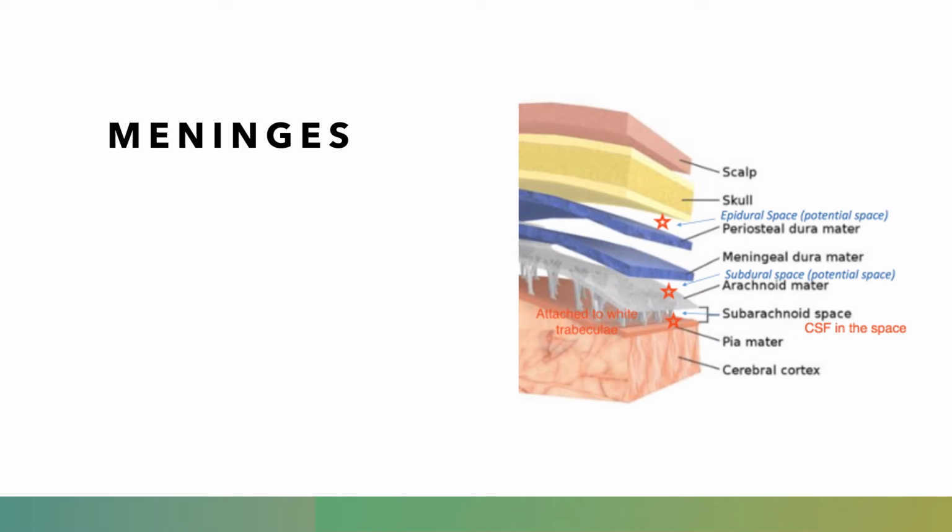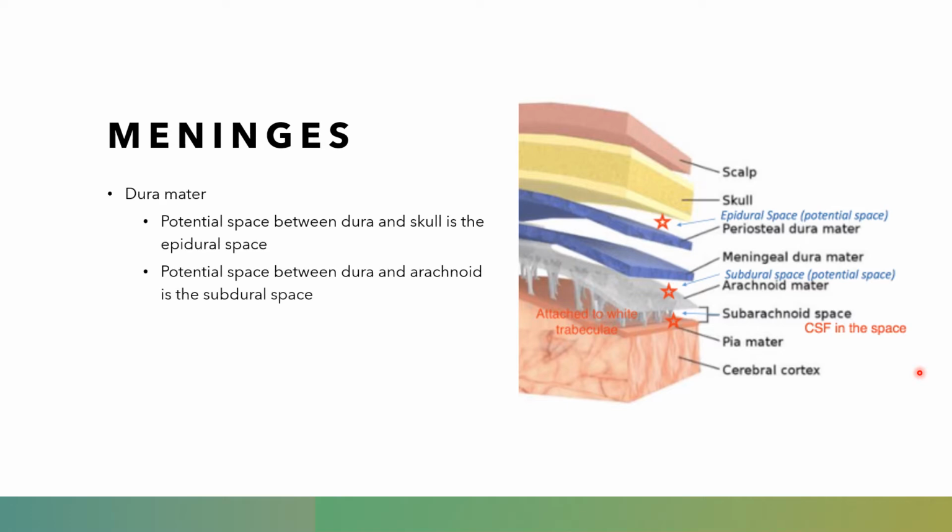Now let's talk about the meninges. The meninges are the membranous coverings of the brain and spinal cord. The meninges consist of 3 layers. You have the dura mater, which are these 2 layers, but it's really just one because these are fused together. And the space between the dura and the skull is the epidural space because it's above the dura. The space between the dura and the arachnoid is the subdural space because it's below the dura.